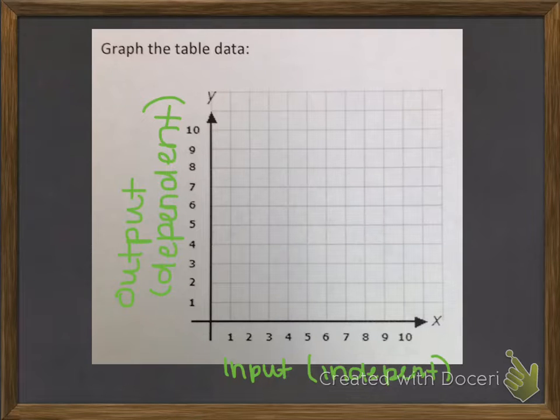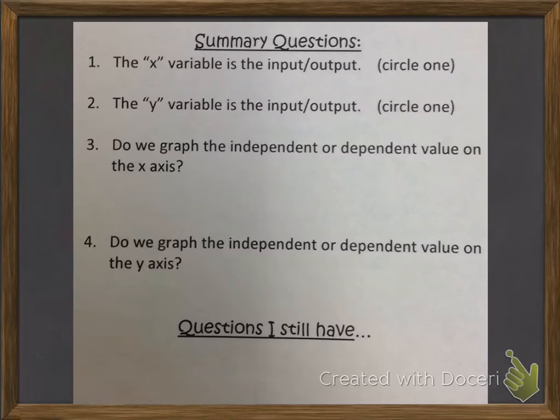Now what you will do is you will graph the first 5 ordered pairs from the table. You will not graph the last one, the ordered pair of 10, 22, because it will not fit on your graph. Go ahead and graph the other ordered pairs, and then remember that you need to answer your summary questions, and good luck!